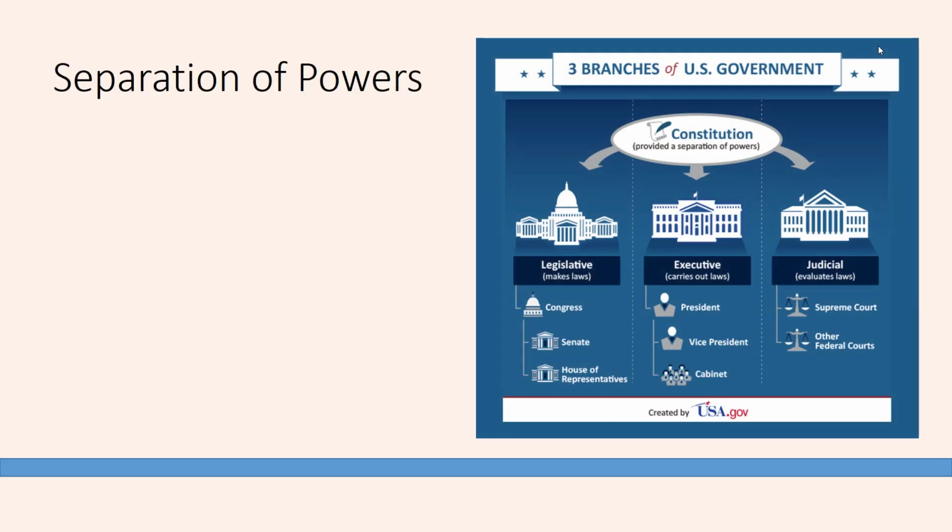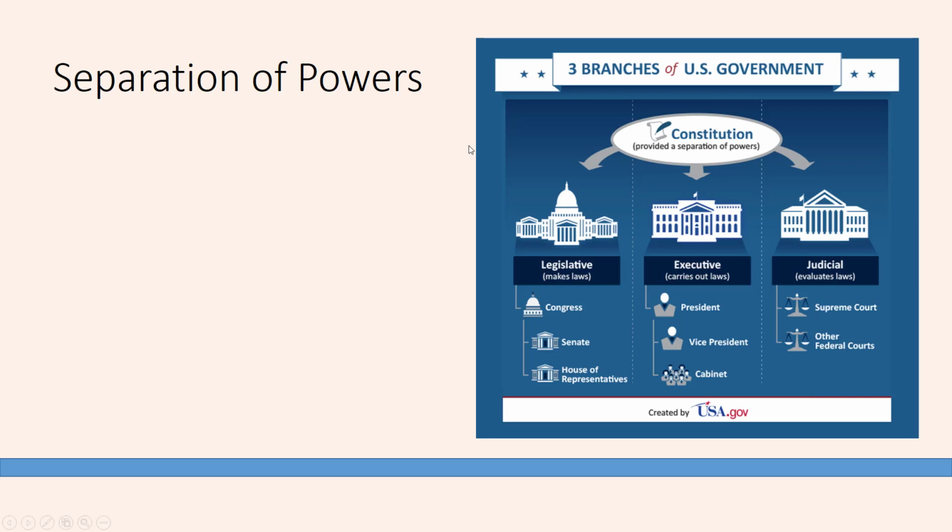Our government has three branches. You no doubt knew this coming in. Legislative makes laws. Executive carries out the laws, executes the laws, and judicial evaluates the laws. So these are our three branches. Within the legislative, we have Congress, which we talked about. It's bicameral, that is two chambers or two houses. An upper house, the Senate, 100 people. Lower house, House of Representatives, 435 people.